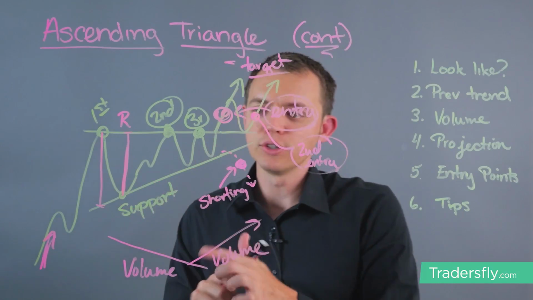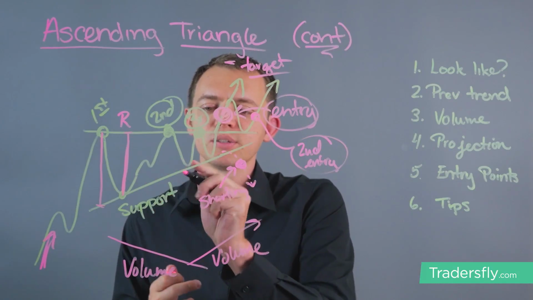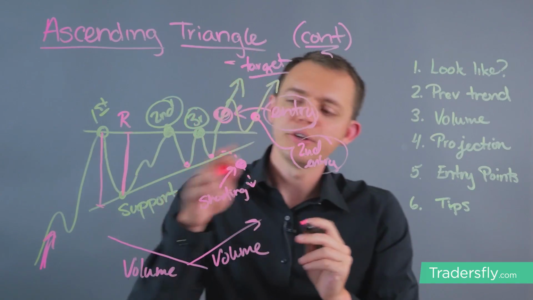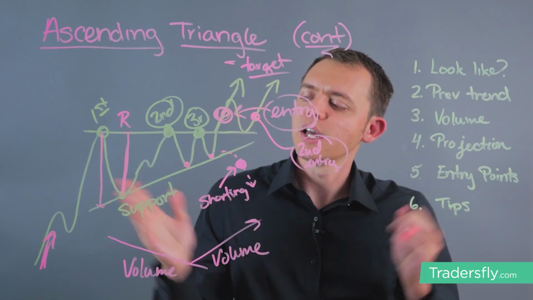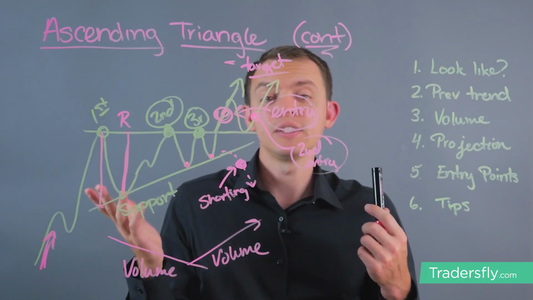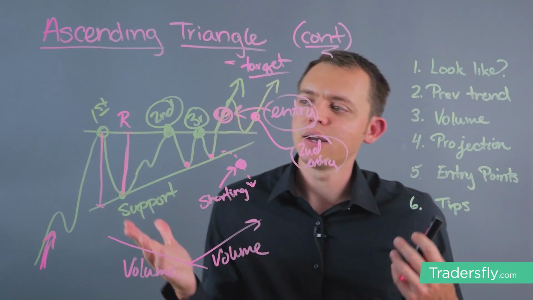Otherwise, you could say, hey, my entry point could be at this support level over here and over here. You could say that as well, but you really don't know if it's going to roll over. So anyways, that's kind of my thought and insight on the ascending triangle pattern. Again, these are just guidelines of what you're looking for.